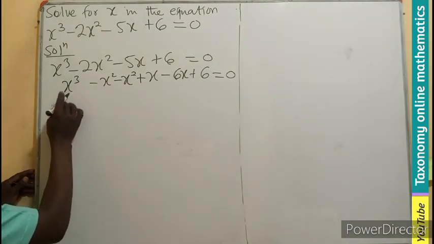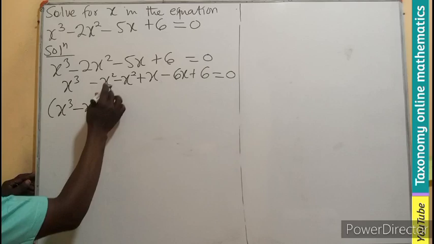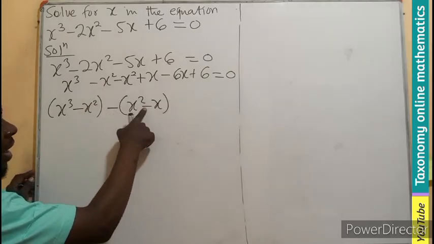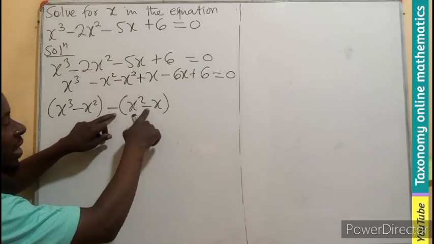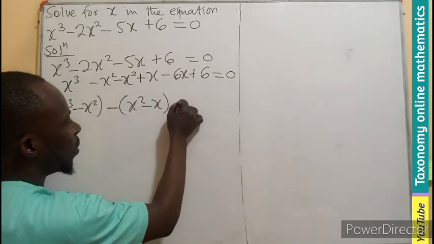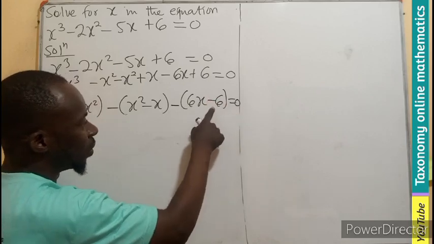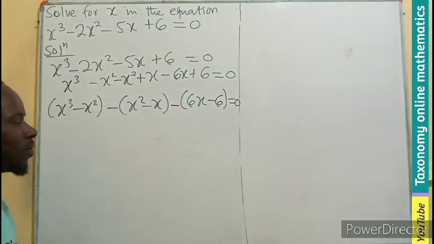So what will I do? I'll be having x to the power 3 minus x squared in one bracket, minus x squared minus x minus, because if you introduce a negative in front of a bracket, the sign in the bracket change. If you expand, you get positive. Minus 6x minus 6 equals 0. Minus because if you open the bracket, you get a positive 6.